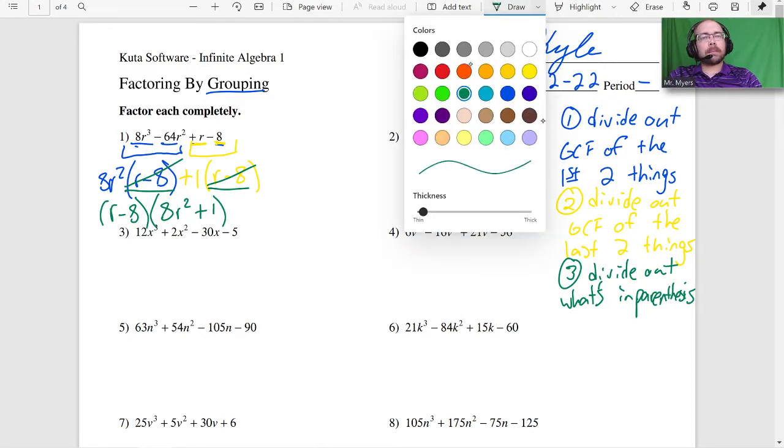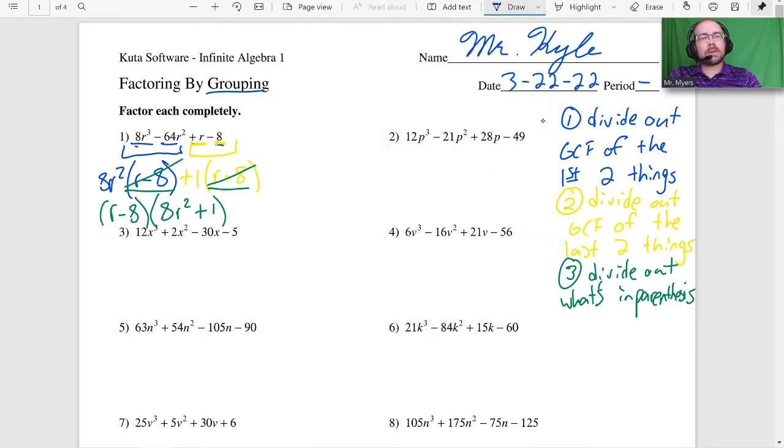Let's do it again. Switch back to blue here. So GCF of the first two things. This time I'm going to write out what I'm dividing by. So 12. What I do to figure out the GCF in my head is I start with the smallest number, because the GCF can never be higher than the smallest number, just like the powers. It can never be higher than the smallest power. So it's the same thing with the numbers.